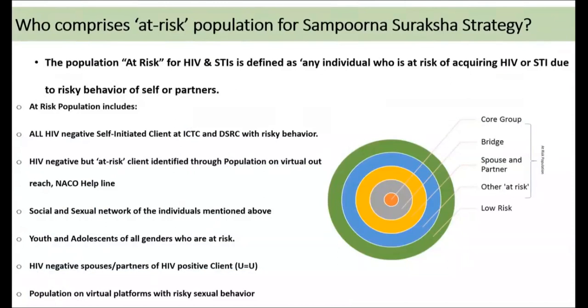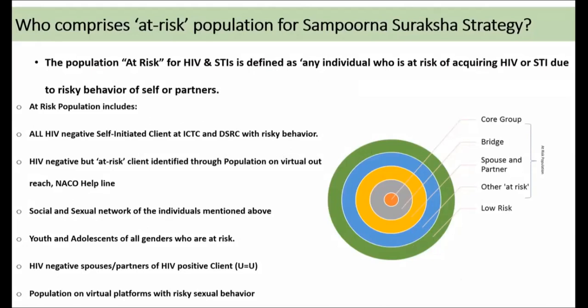The at-risk population includes all HIV negative self-initiated clients at ICTC and DSRC with their risky behavior, and HIV negative but at-risk clients identified through the population on virtual outreach or the NACO helpline. Another important population that we have to include is the social and sexual network of the individuals mentioned above.